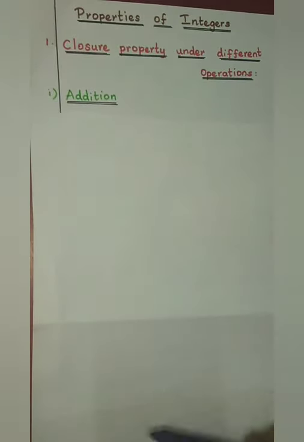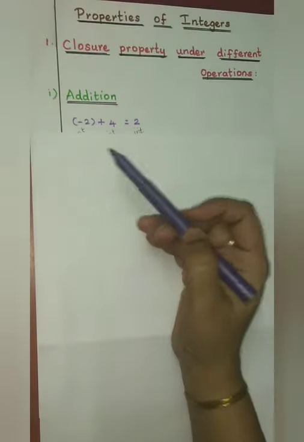First, addition. In class 6, we have studied that the collection of whole numbers is closed under the addition operation. The sum of two whole numbers is always a whole number. What about the sum of two integers? Take any two integers and add those two integers.